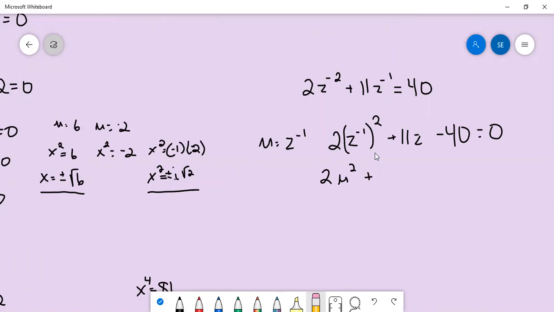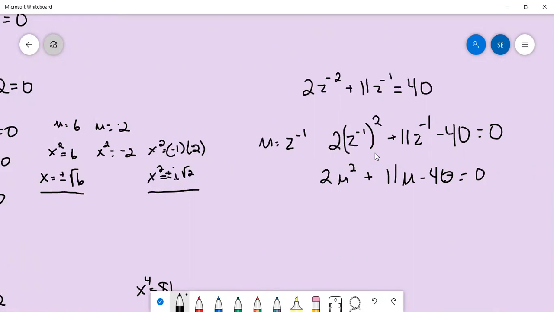This should have been z, I was one step ahead of myself. z to the negative 1, plus 11u minus 40 equals 0. So now we can factor this. This isn't a form that we know how to factor. We can do this one of two ways. We can do the AC method, which a lot of people seem to find helpful.